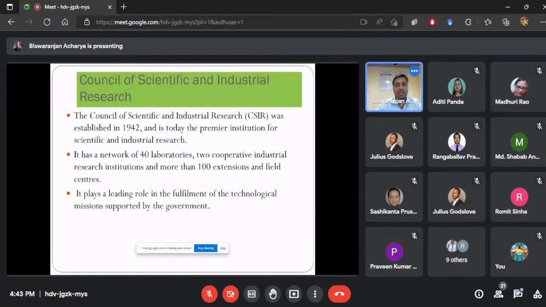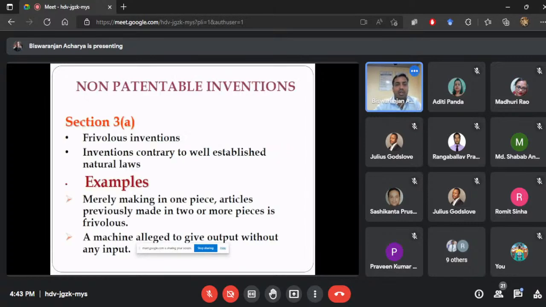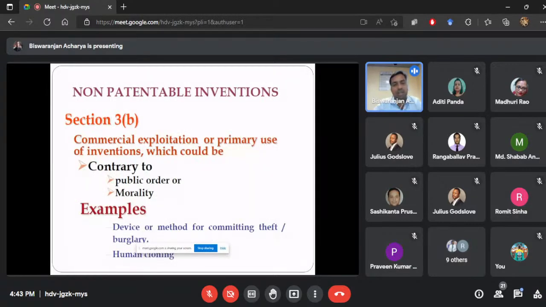These are the different contributions of ancient India to modern India. Now we come to what is not patentable. Section 3: not patentable inventions. An invention which is frivolous or claims anything obviously contrary to well-established natural law cannot be patented. Also, an invention whose primary or intended use could be contrary to public order or morality, for example a device or method for committing theft, burglary, or human cloning, cannot be patentable.